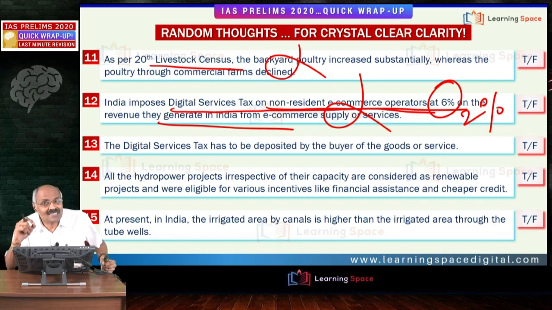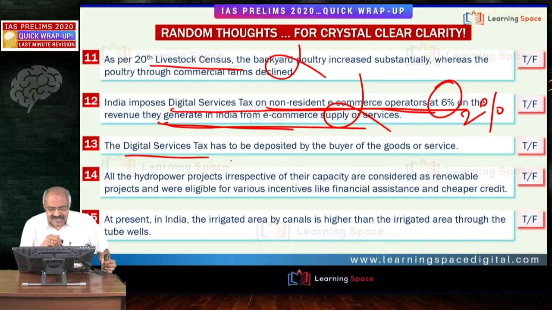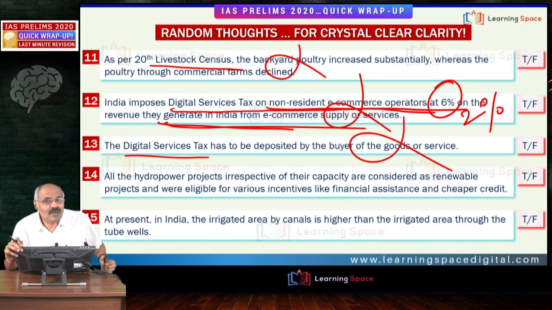If you are purchasing through a domestic entity like JioMart or any other organization based in our country, this digital services tax is not applicable. It is applicable on non-resident e-commerce operators like Amazon, and it is 2% of the revenue they generate in India from e-commerce supply or services. It is applicable on services as well as goods. That is the important aspect. Then the digital services tax is to be deposited by the company, not by the buyer. Right? Most important one. The company has to pay. It is not to be paid by the buyer like you and me. This is another important aspect.